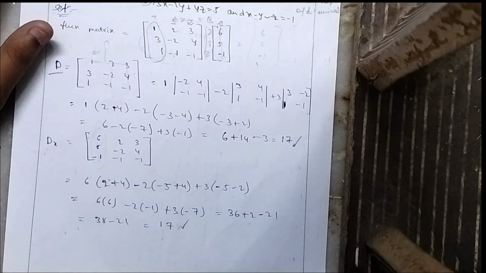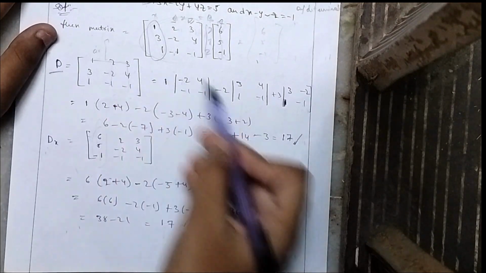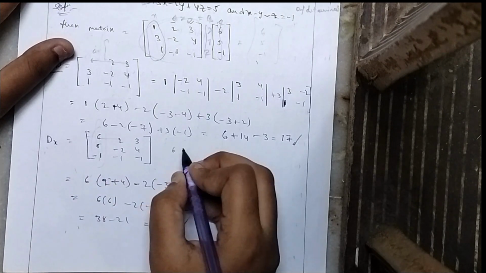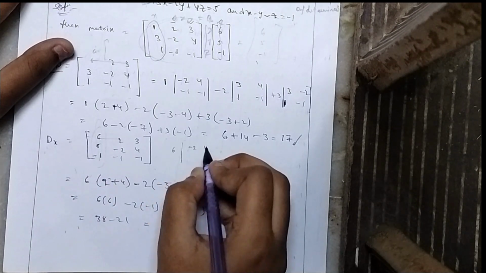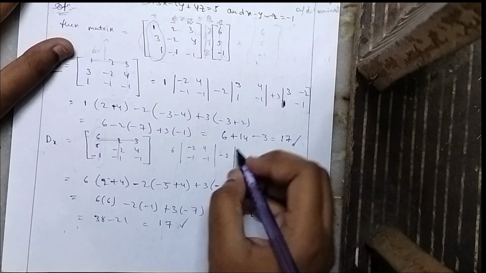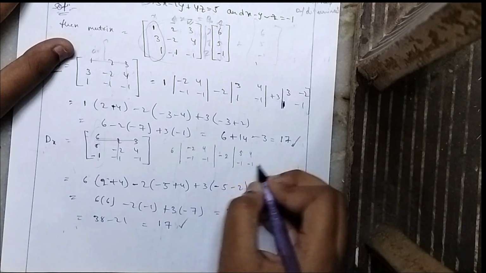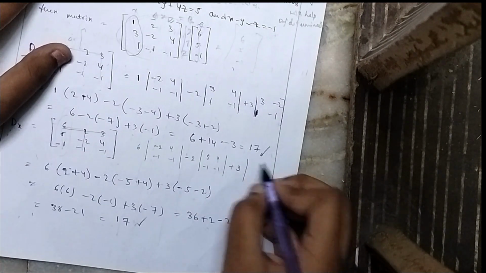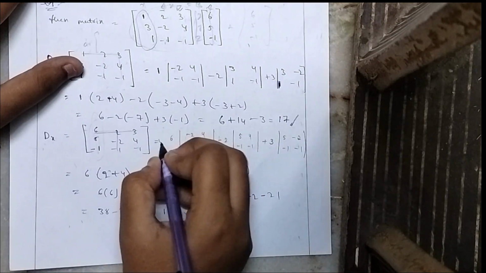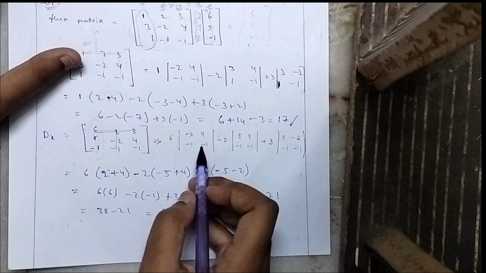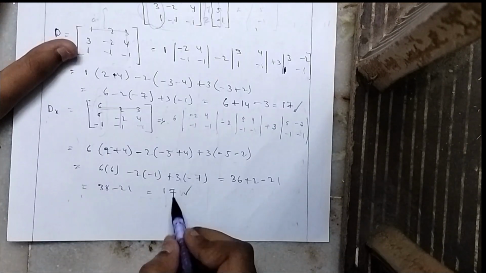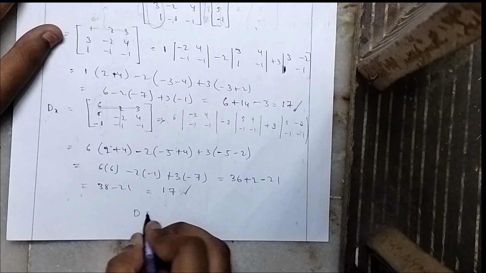So again, same method, substituting 6 into minus 2, 4, minus 1, minus 1, minus 2 into this one close. So 5, 4, minus 1, minus 1, plus 3 into 5, minus 2, minus 1, minus 1. So solving this, 6 into minus 2 into minus 1, minus of minus 1 into 4, minus 2 into... solving like this we get the value 17. So D equals dx.